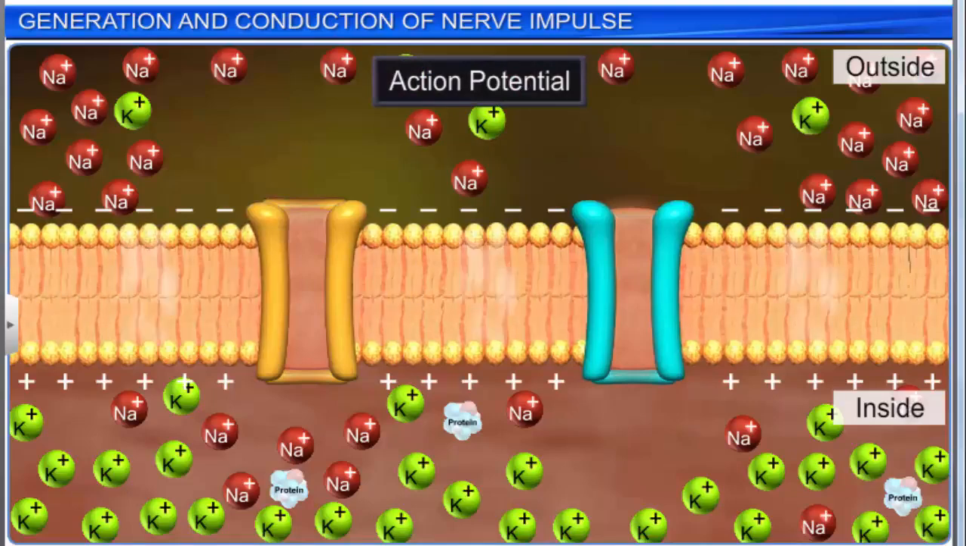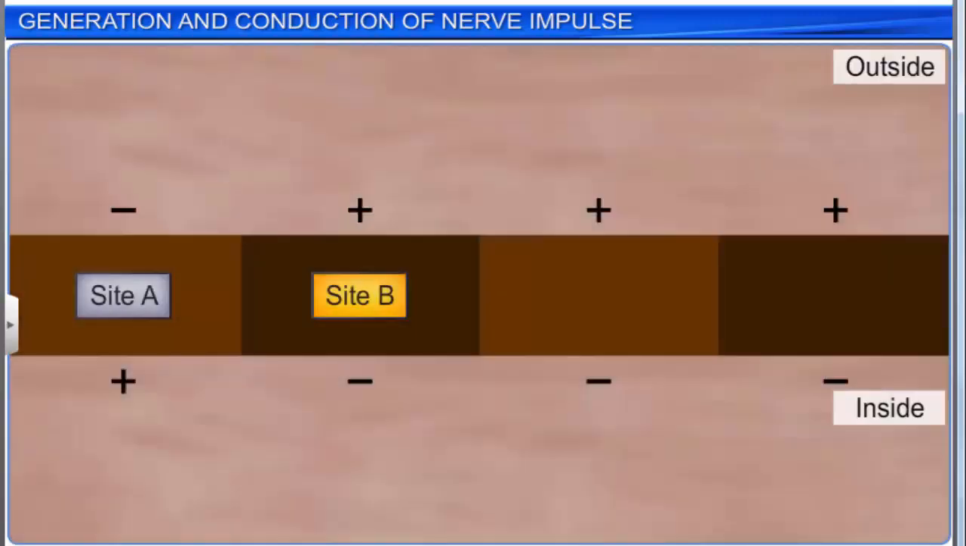This action potential travels as a wave of depolarization along the length of the nerve fiber in a particular direction and is called the nerve impulse. At site B, the axon membrane has a positive charge on the outer surface and a negative charge on the inner surface.